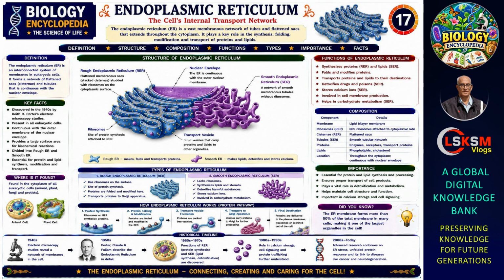17. Endoplasmic reticulum. The endoplasmic reticulum is a network of membranes involved in protein and lipid production. Learn about rough and smooth and their different roles in cellular organization.